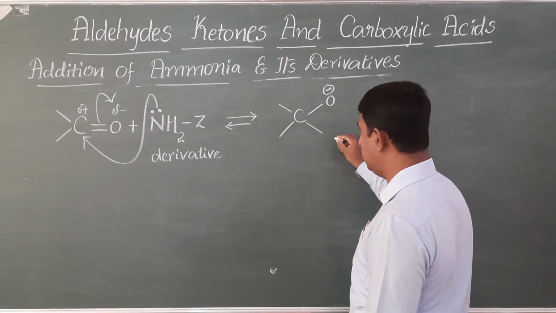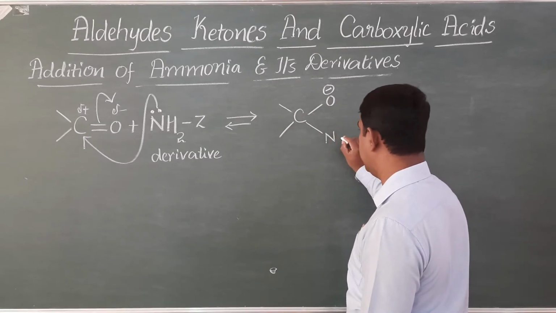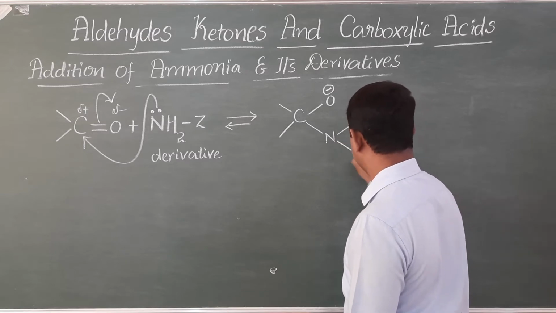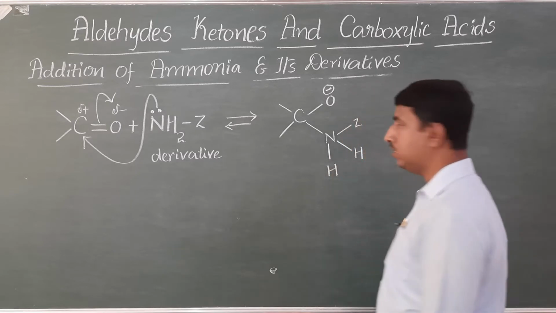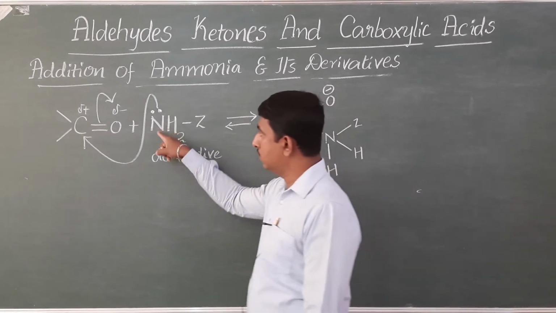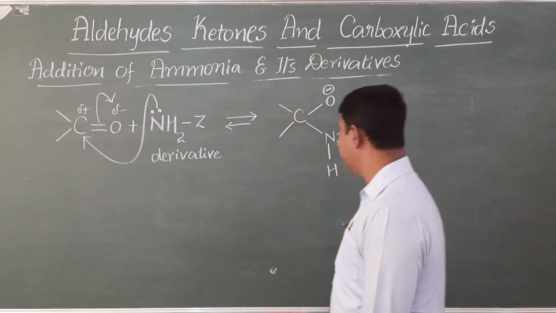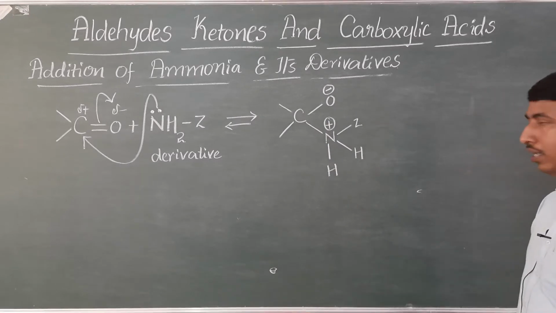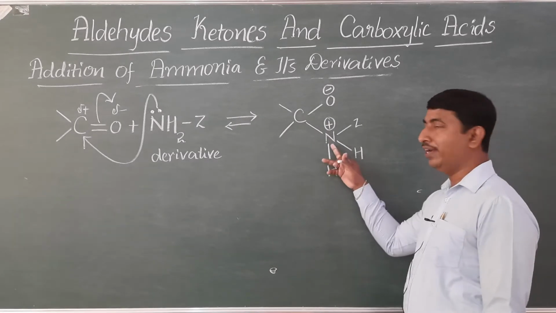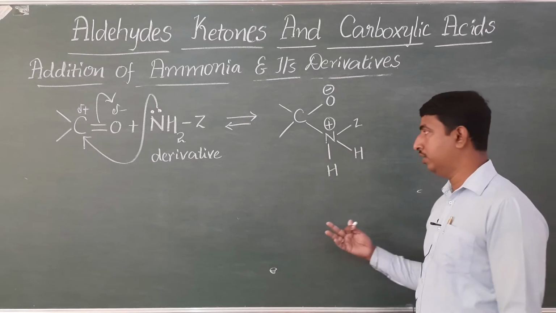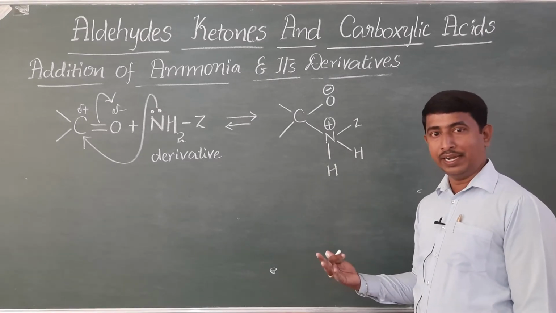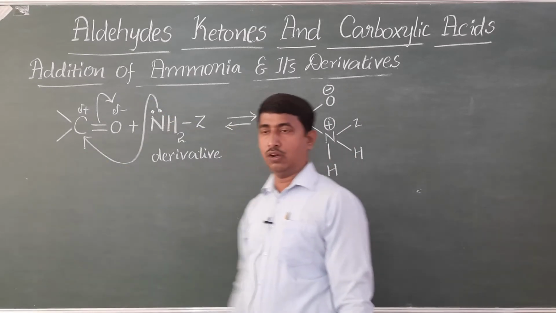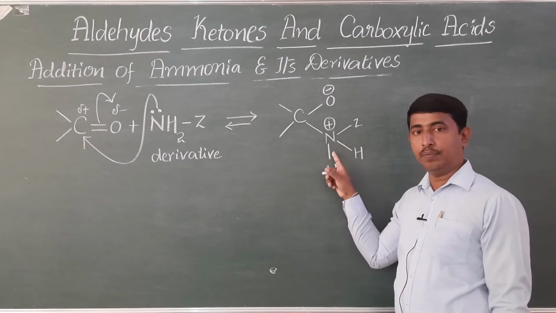What about the nucleophile? That is NH2Z, correct? I'll write it like this. See, nitrogen loses its lone pair of electrons, so we have to write a positive charge upon nitrogen. Nitrogen, we know, is more electronegative; usually it carries a negative charge or is electron rich. But here, after the donation of the lone pair of electrons, a positive charge is created upon nitrogen.